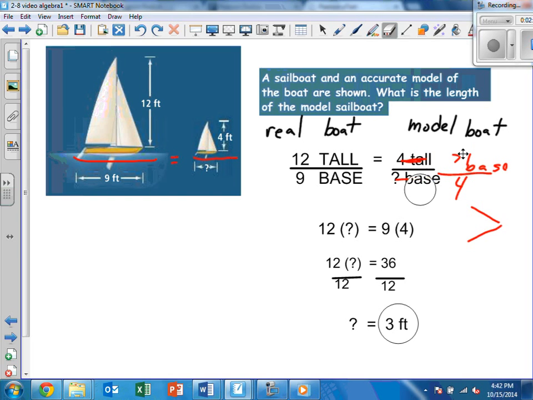Let me erase this. So we'll go back to the way it's supposed to be. And I'll take these lines, because the way we solve it is to cross multiply. So we're going to cross multiply 9 times 4 and get 36. 12 times my variable. So I divide both sides by 12 in order to get my answer, that is my variable, is 3 feet. So in order to make this similar, I need a 3 foot base.